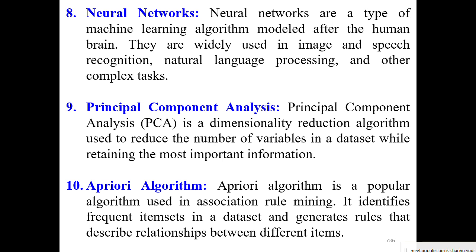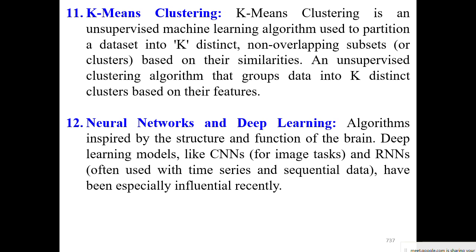Principal component analysis is a dimensionality reduction algorithm. It is used to reduce the number of variables in a data set while retaining the most important information. Then the Apriori algorithm is one of the frequent pattern mining algorithms. It defines frequent item sets in a data set and generates rules that describe a relationship between different items. K-means clustering.